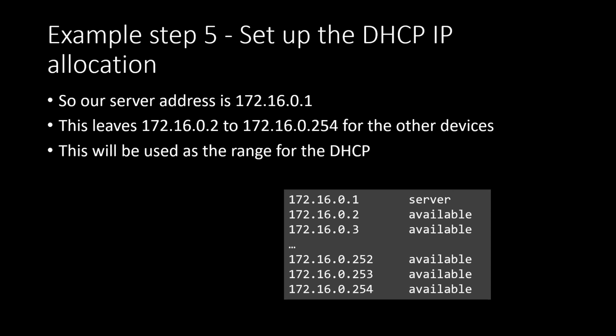So with our server sitting at 172.16.0.1, that leaves everything from 172.16.0.2 all the way to 172.16.0.254 for all the other devices. This is the range we're going to use for the DHCP, so that's what we finally decided on.